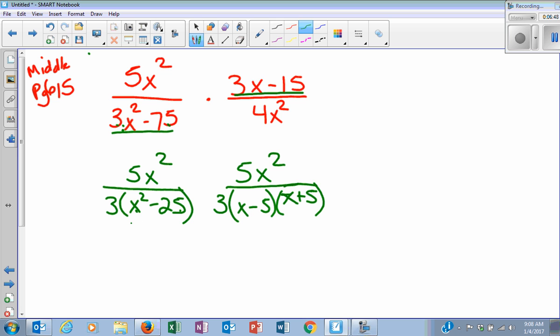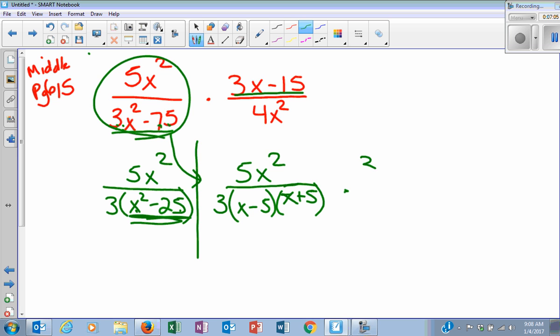You have to make sure you completely factor it out. Just because I do it once doesn't mean I can't factor it again. Yes, I pulled out a greatest common factor, then popped out a difference of squares. So this problem is now, this has become this guy right here by factoring. And I factor the top of this guy, and I pull out a 3, and I'm left with x minus 5 over 4x squared.